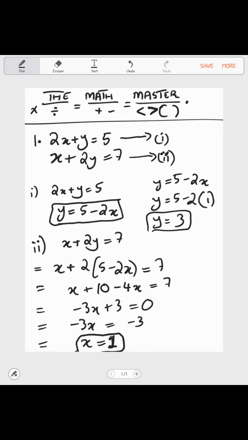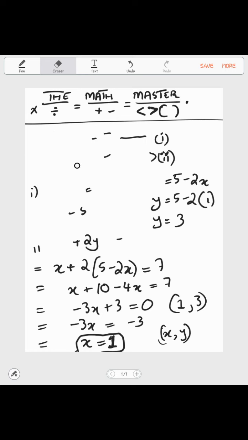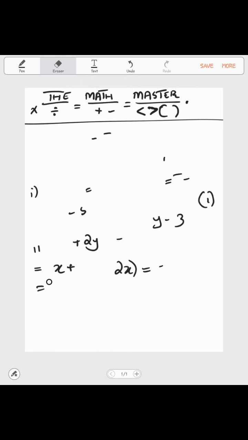y equals 3. And if it asks in coordinates, you can write x comma y, which would become 1 comma 3 if it's in coordinates. So that was question number 1, and I hope you understand it. So we're going to do another question. Let me just erase it real quick.